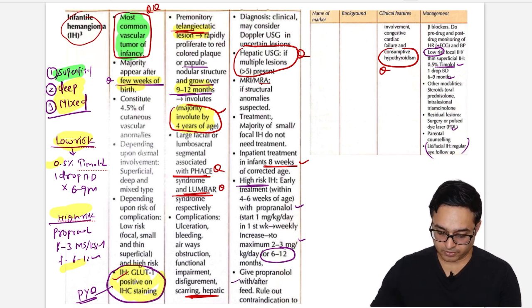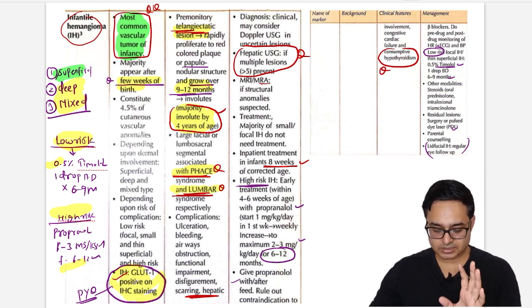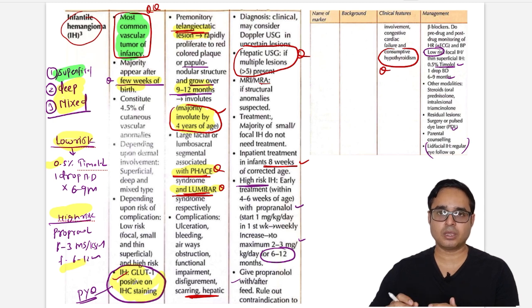Okay, if these infantile hemangiomas are present in facial regions, they will be part of PHACE syndrome. We'll discuss this syndrome in detail in some other lecture. And if they are associated with the lumbosacral region, they will be associated with LUMBAR. These are actually acronyms of some important syndrome associations. We will discuss them later.